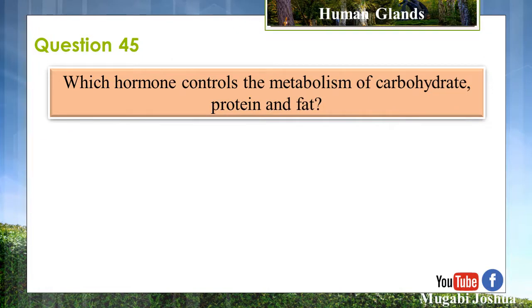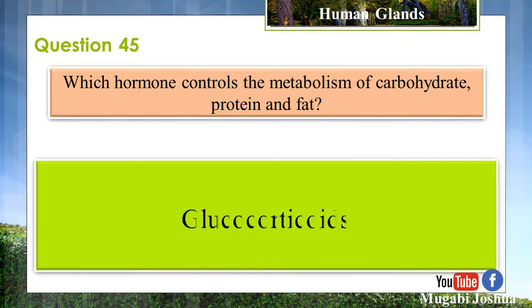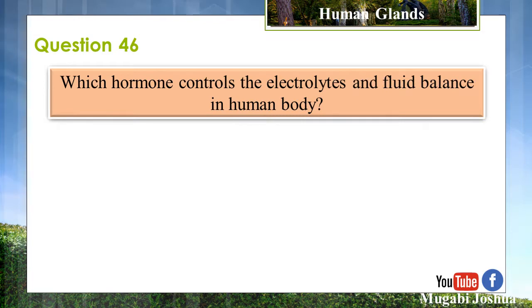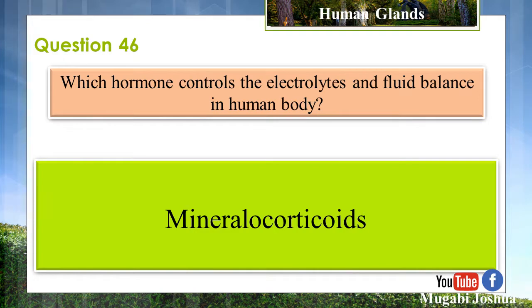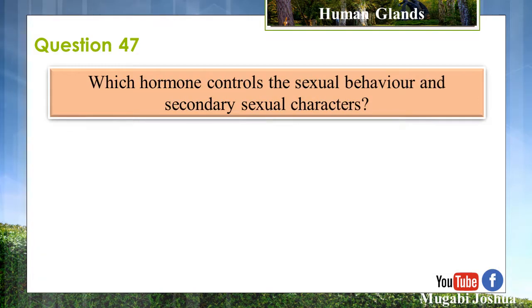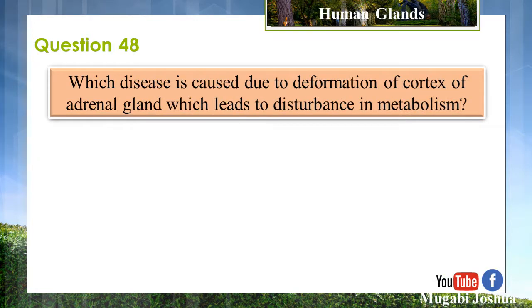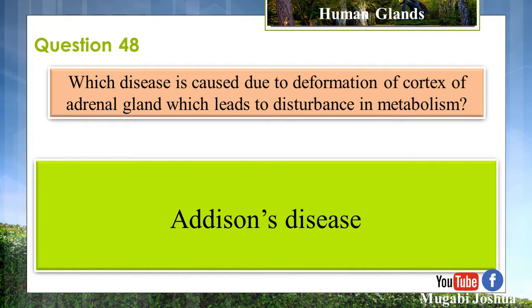Question 45. Which hormone controls the metabolism of carbohydrate, proteins, and fats? Glucocorticoid. Question 46. Which hormone controls the electrolytes and fluid balance in human body? Mineralocorticoid. Question 47. Which hormone controls the sexual behavior and secondary sexual characters? Sex hormone. Question 48. Which disease is caused due to deformation of cortex of adrenal gland, which leads to disturbance of metabolism? Addison's disease.